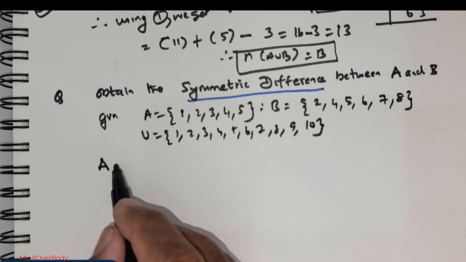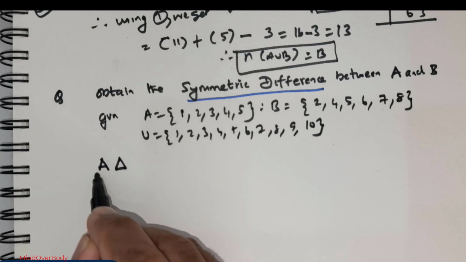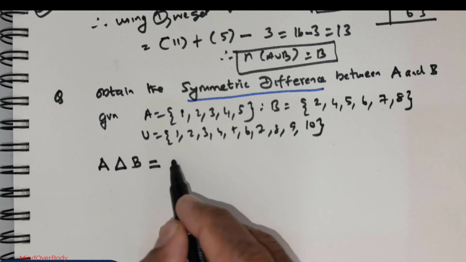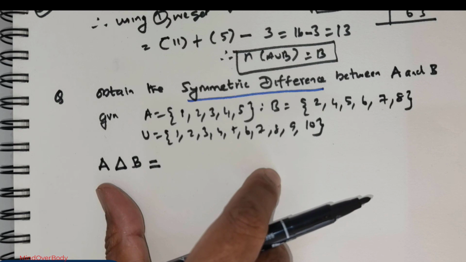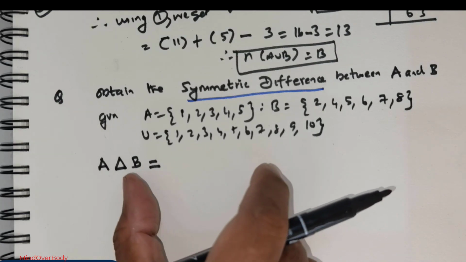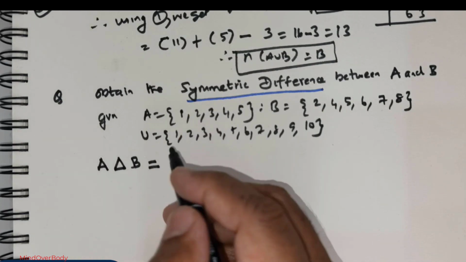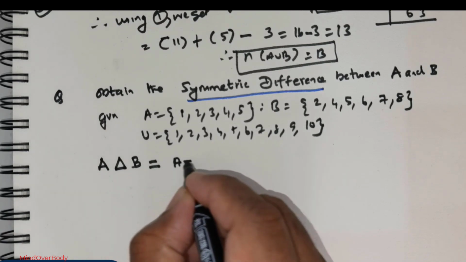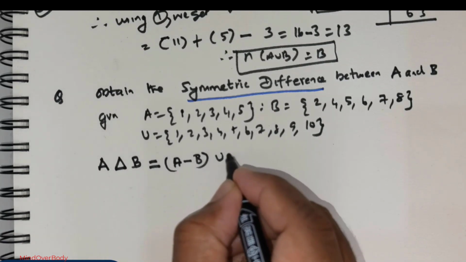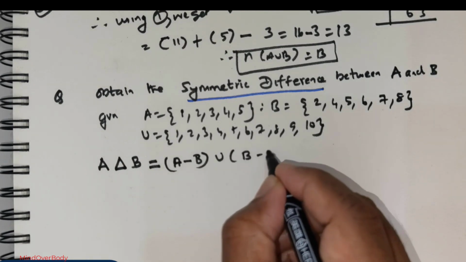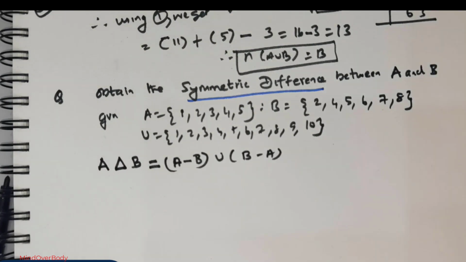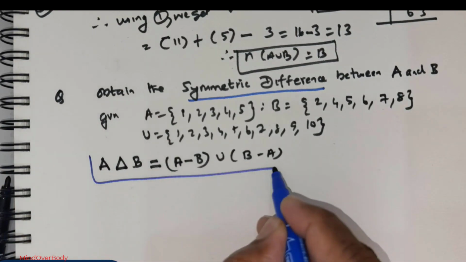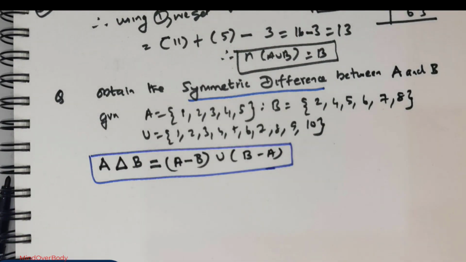Now symmetric difference is represented by delta. A delta B is equal to, now they won't give you this formula, right? So it is your responsibility to have this formula in your mind. So A symmetric difference B is equal to A difference B union B difference A. So this is the all important formula that you will have to know.